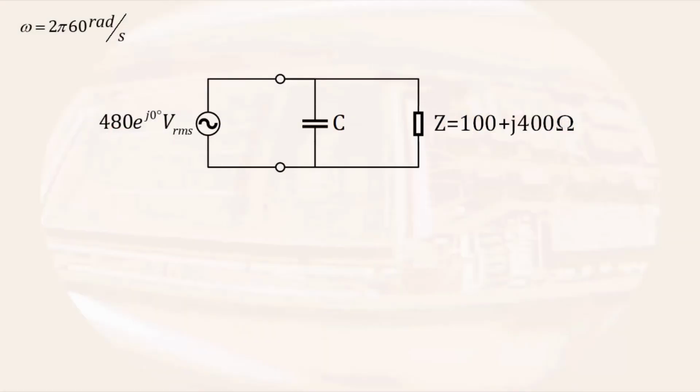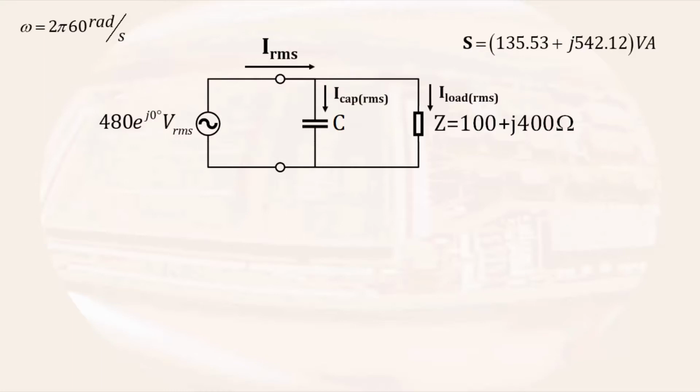For our first attempt at power factor correction, we will try to eliminate the reactive power entirely by placing a capacitor in parallel with the load. If we look at the complex power, we see that the reactive power we are trying to counteract is a positive 542.12 volt amps reactive. We need to determine the power that needs to be exchanged with the capacitor. This will allow us to determine the current through the capacitor, which will allow us to determine the impedance of the capacitor, which allows us to calculate the actual value of the capacitance needed.